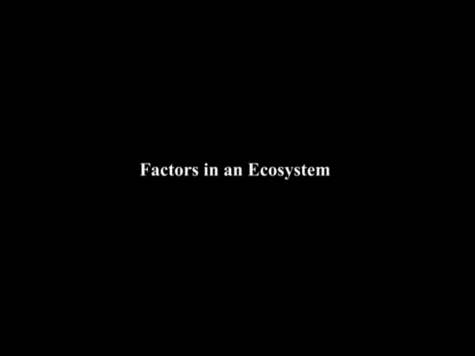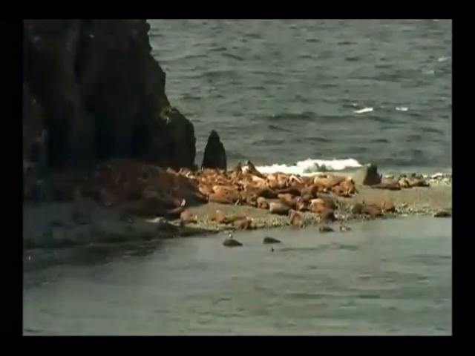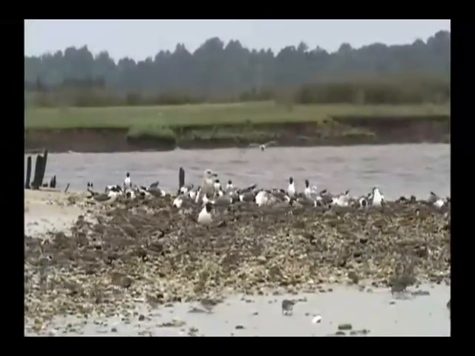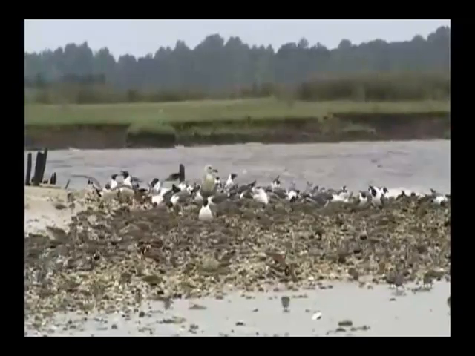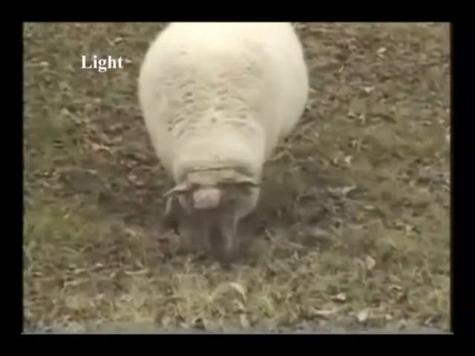Factors in an ecosystem. Now, factors in an ecosystem are divided into two groups, abiotic and biotic. Abiotic factors are the non-living environmental factors which affect the distribution of organisms like light, temperature, and others. Light. The sun is the main source of energy for all life on Earth. Green plants and photosynthetic bacteria need light energy to manufacture food. Animals depend on plants for food.